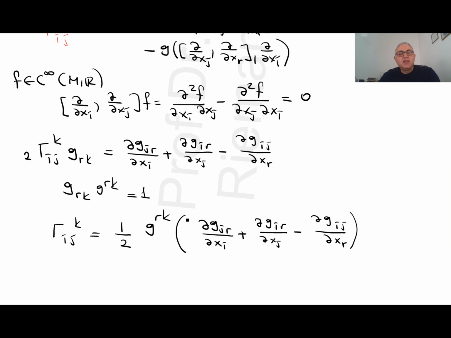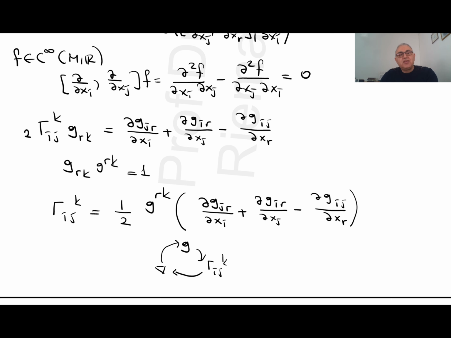So this is the formula for the Christoffel symbol, and you see if you have G, the metric, you can find the gamma, and using this to find the nabla, or you can continue this one. So if you have the metric, then it will be enough to calculate the Christoffel symbols, and then find the coordinate derivative.